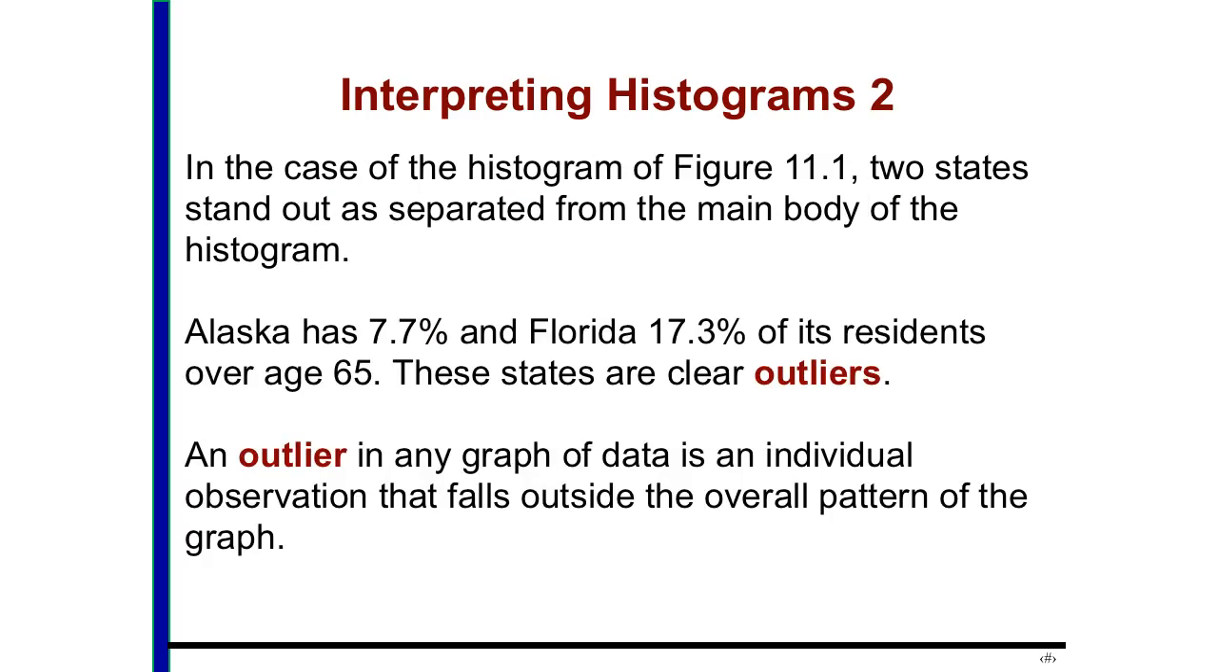So the histogram that we made for the percent of residents that were 65 and older in the states, we saw that two states kind of stood out. So Alaska and Florida kind of stood out as either really small or really tall percent of its residents. These are what we call outliers. An outlier, in any graph of the data, is the individual observation that falls outside the overall pattern of the graph. So numbers that are really big or really small compared to the rest of the data.